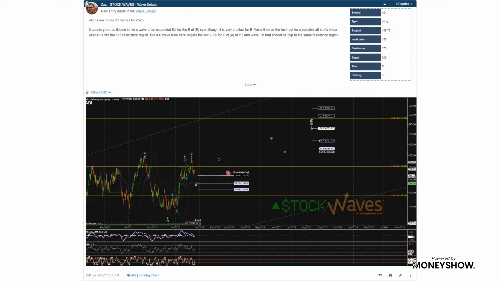The invalidation level is put under 155, because if this was holding as an A, B, C as an expanded flat, it was looking like 5 waves down. So it should really hold right there. And then a target level set of 206, which, as you can see, is about the 100% extension for that C wave, in this case pointing to a higher high as the 5th wave of a 5th in a larger diagonal structure.